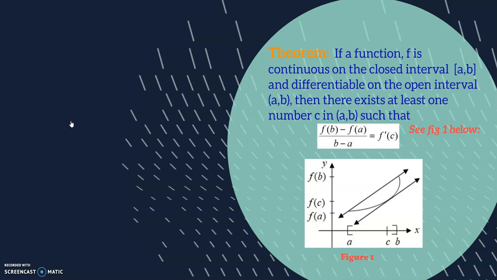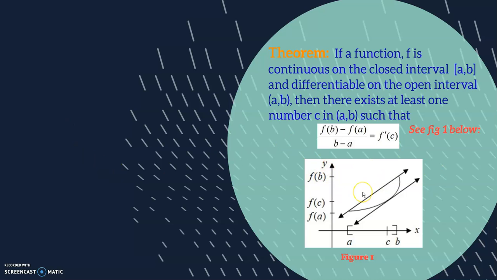So here's a statement of the mean value theorem: if a function f is continuous on a closed interval [a, b] and differentiable on the open interval (a, b), then there exists at least one number c in the open interval (a, b) such that (f(b) minus f(a)) over (b minus a) equals f prime of c.